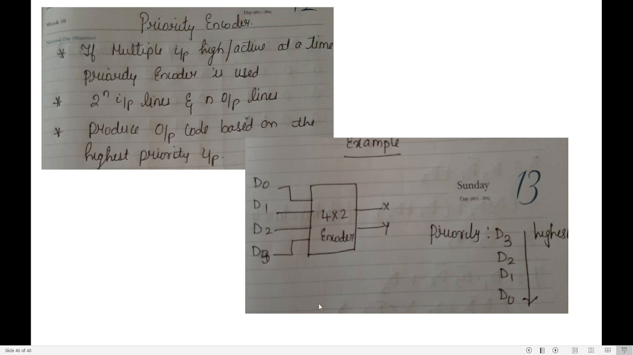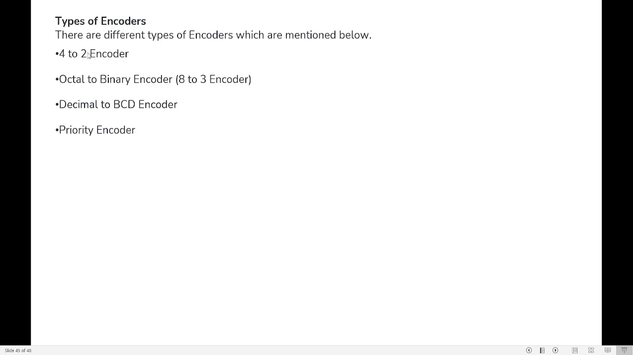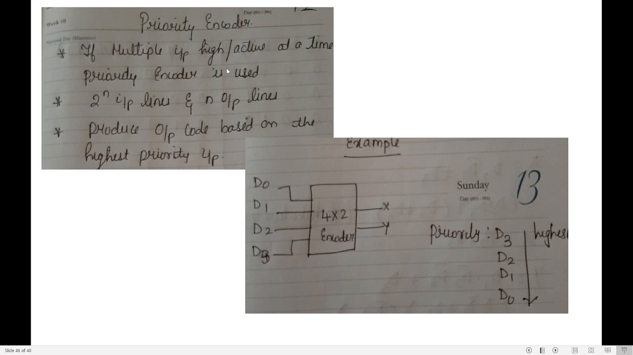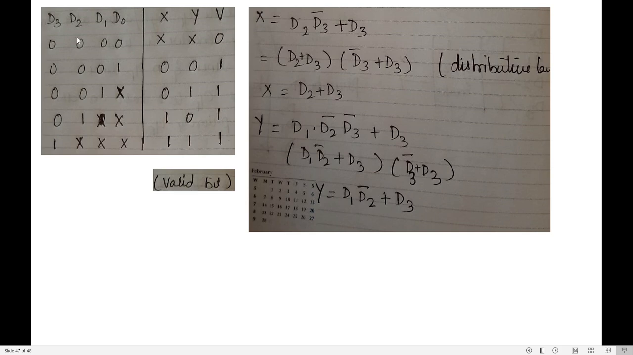When will a priority encoder be valid? When any of the inputs is high. In the first 3 types of encoder, only one input should be high, whereas in the priority encoder, we tackle the situation where multiple inputs are high. So let us see this case.